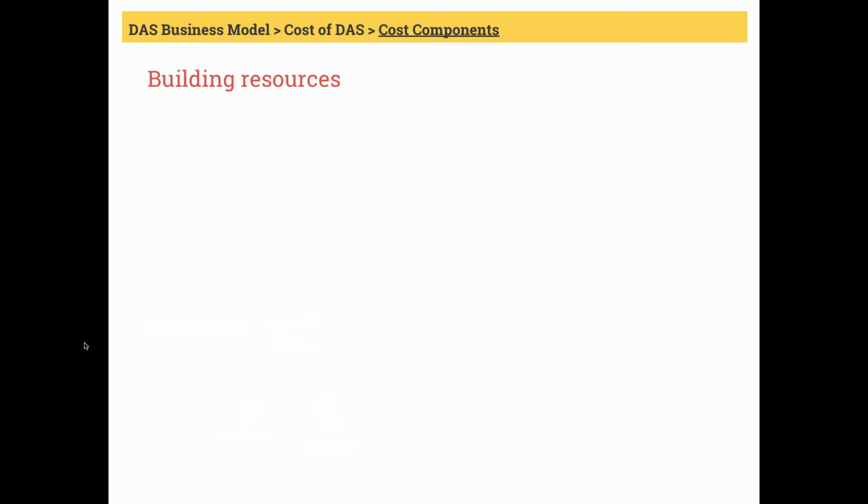Let's talk about building resources a little bit. There is also a cost component that involves building resources. Sometimes this is not very apparent, and so that's why we need to discuss it. Building resources involve space for installation of electronics and signal sources. This space can be for several 19-inch racks in the MDF room.